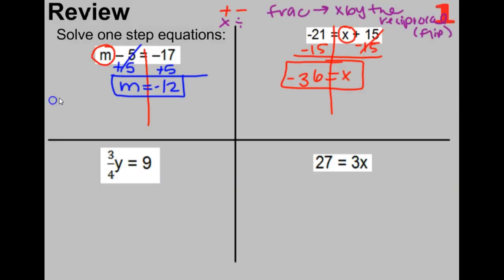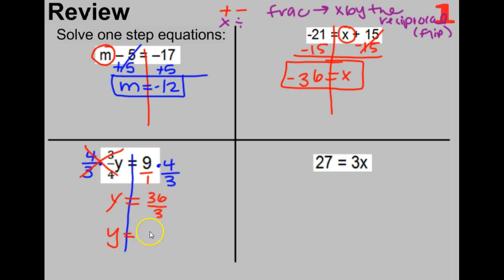Down below, we said when we have a fraction, in order to get rid of this fraction, we need to multiply by the reciprocal. So this is 3 over 4, so the reciprocal would be 4 over 3, times 4 over 3. 4 over 4 is just 1. 3 over 3 is just 1, so we have 1y, or just y. And this is really 9 over 1. 9 times 4 is 36. 1 times 3 is 3. So 36 divided by 3 will give us 12.